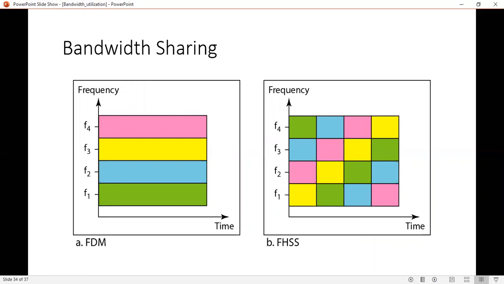Next is bandwidth sharing. The figure shows 4 channels using FDM and 4 channels using FHSS, frequency hopping spread spectrum. In frequency division multiplexing, each station uses 1/m of the bandwidth, where m is the number of hopping frequencies, but the allocation is fixed. In frequency hopping spread spectrum, each station uses 1/m of the bandwidth, but the allocation changes hop to hop. You can clearly make this out from the colors.